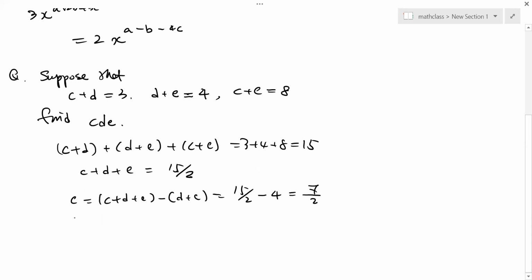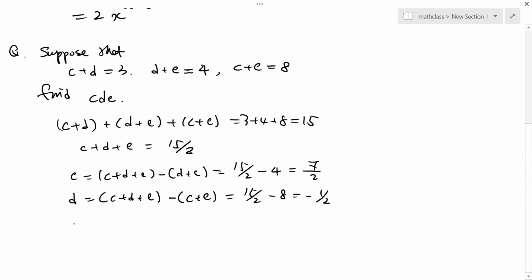Okay? And the d is going to be c plus d plus e minus c plus e, right? Then you get d. So 15 over 2 minus 8, and that will be negative 1/2. So you can quickly get the answer, right? E is going to be c plus d plus e minus c plus d. Okay, so 15 over 2 minus 3, so it's 9 over 2. Then you get all the solutions.